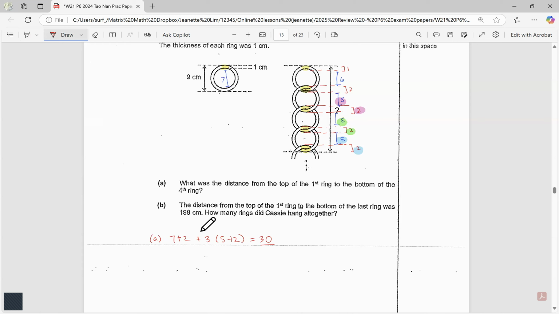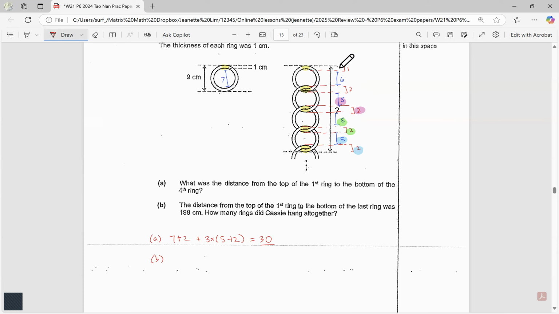So I repeat again, 7 and 2, because 7 is the first part, 1 and 6. So 7 plus 2 plus 5 and 2, but 3 times of that. Now for part B, distance from the first ring to the last ring was 198 cm. So how many rings are there?